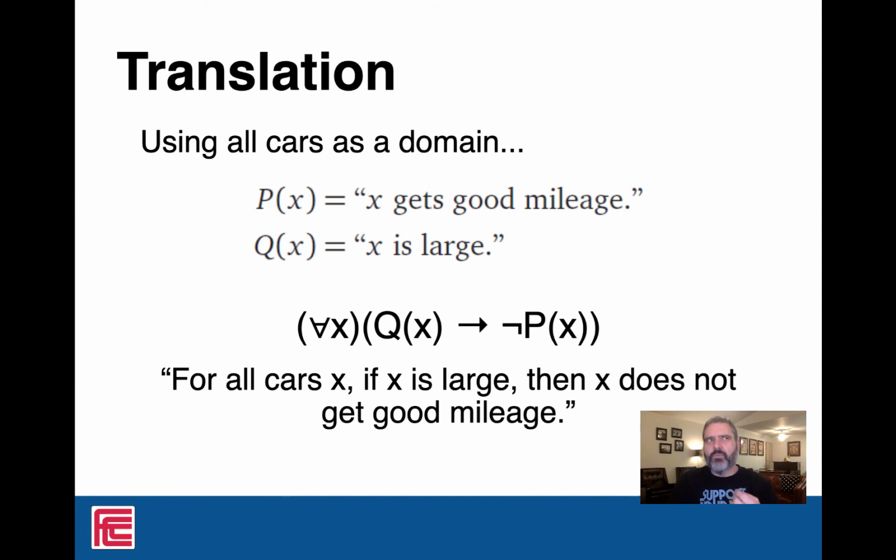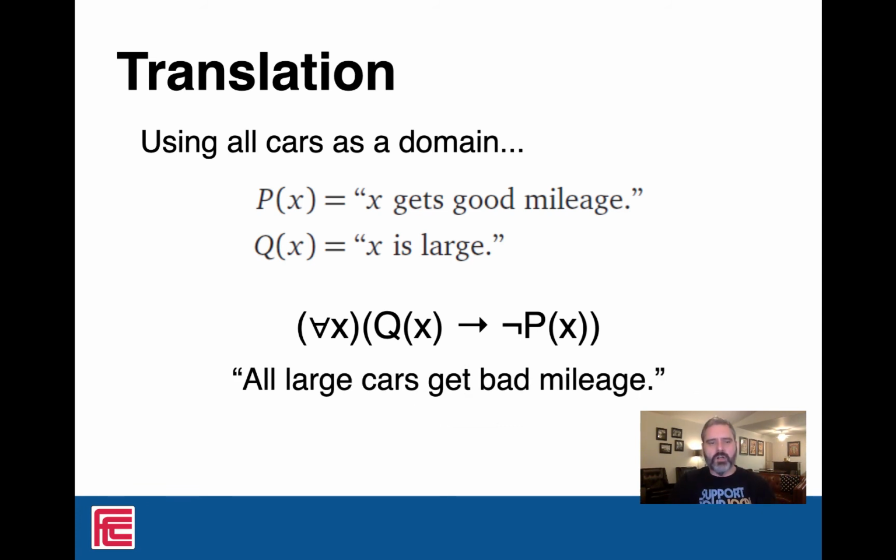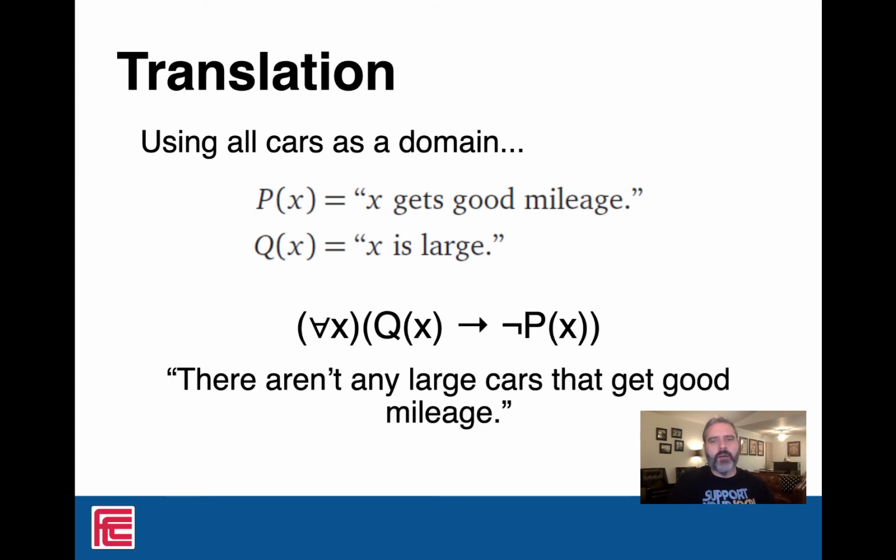You could also say it in more normal English, right? All large cars get bad gas mileage. It's the exact same thing. In English, you would say it that way, but when you translate it into a predicate statement, a quantified statement, this is the way you'd write it. If you're saying all large cars get bad gas mileage, that means for all x, if Q of x, then not P of x. If you have the quality of being large, you do not have the quality of having good gas mileage. You could also say there aren't any large cars that get good gas mileage. Lots of different ways in English to say the same thing.